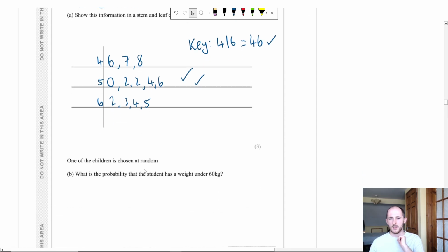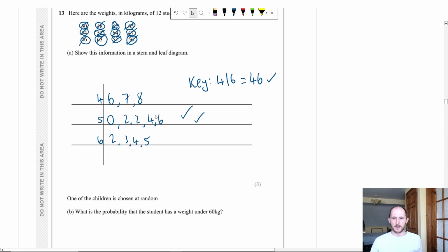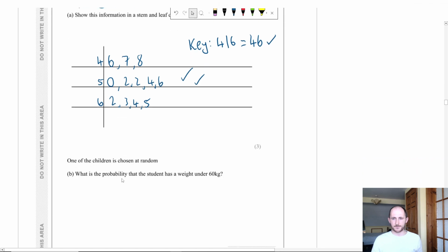Cool. One of the children is chosen at random. What is the probability that the student has a weight under 60 kilograms? So here's what we do. We count all of the values that are beneath 60. So that is 1, 2, 3, 4, 5, 6, 7, 8. And how many values do I have in total? Well, we have these 8, 9, 10, 11, 12. So the answer is 8 out of 12.